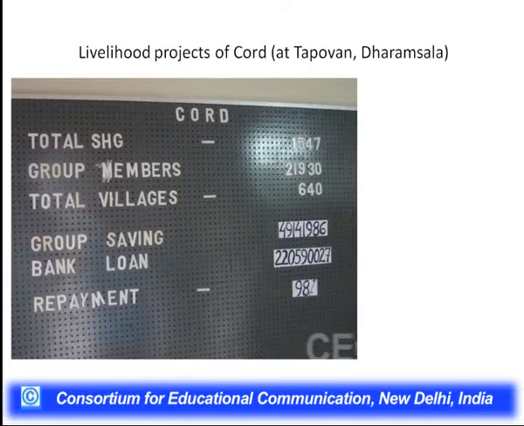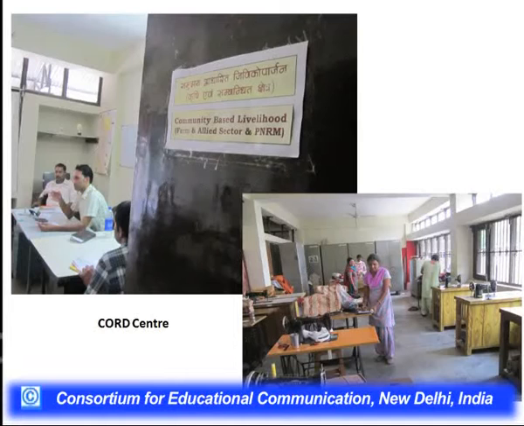This is from the CORD center. You can see they are giving training, and particularly the women are being trained, because many women are unskilled, uneducated, and working as laborers. In this way, they are trying to involve community-based livelihood, farm and allied sectors.